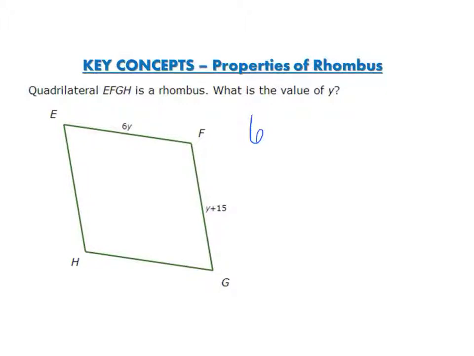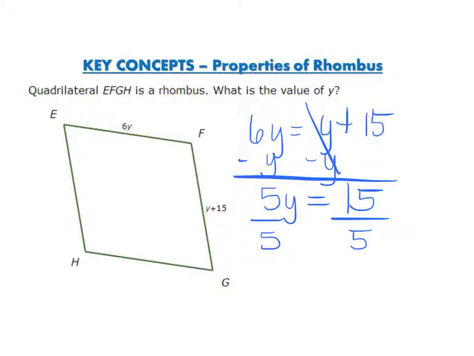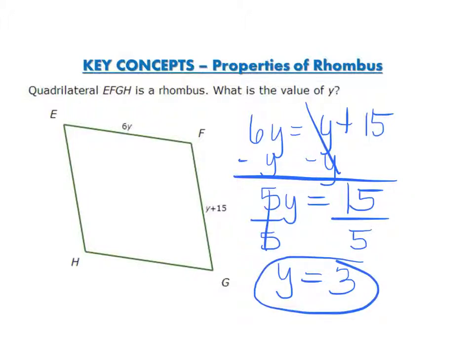So I need to make 6Y equal to Y plus 15. I need to subtract 1Y from both sides of the equal sign, which gives me 5Y. Those Y's are gone, and I'm left with 15. When I divide both sides by 5, I have Y equals 3. So the value of Y in this problem is 3.